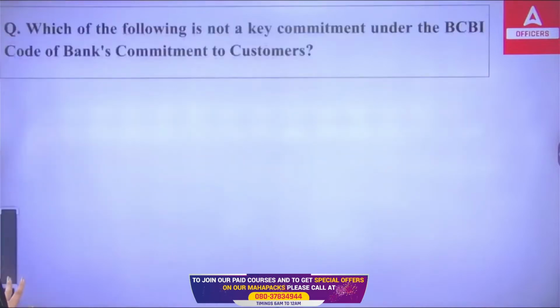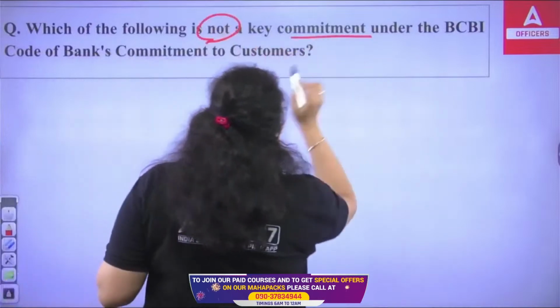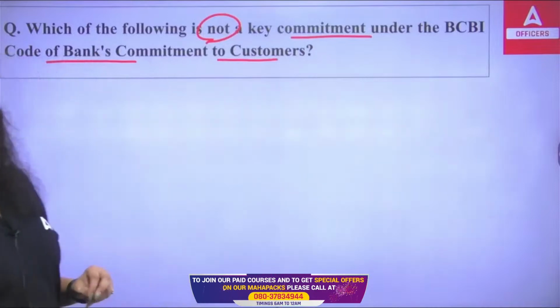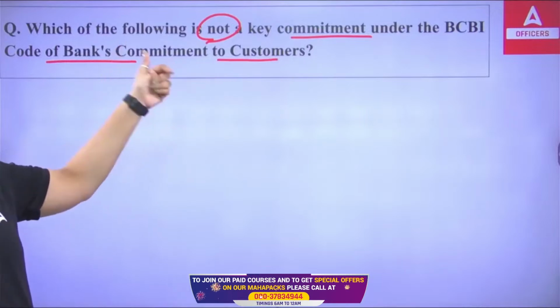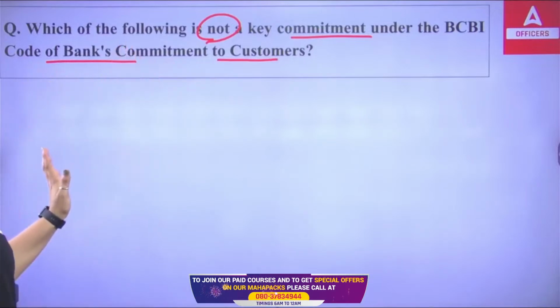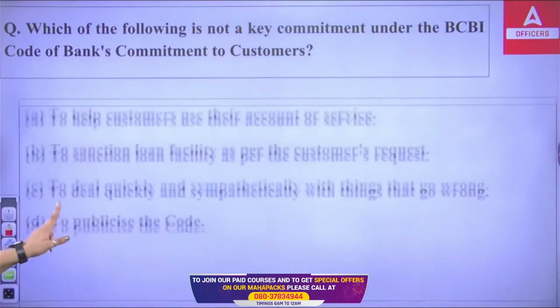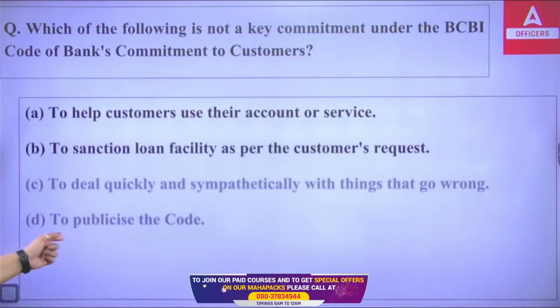The first question is: which of the following is not a key commitment under the BCSBI Code of Banks' Commitment to Customers? We have certain points here, and out of that you have to tell which one is not a key commitment. To help customers use their account or service; to sanction loan facility as per customer request; to deal quickly and sympathetically with things that go wrong; to publicize the code.